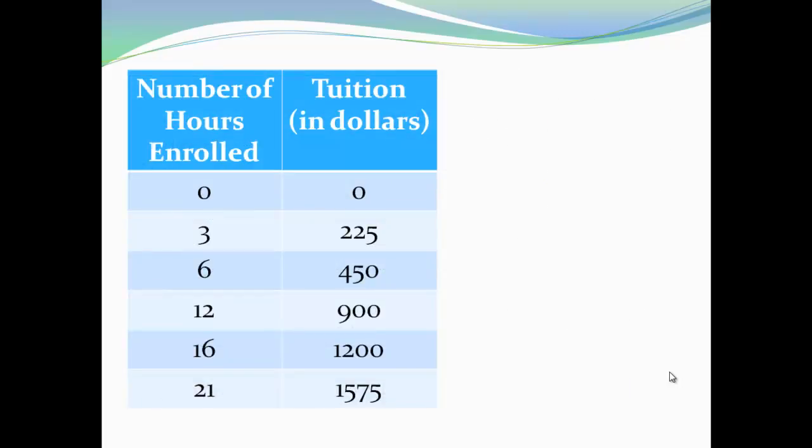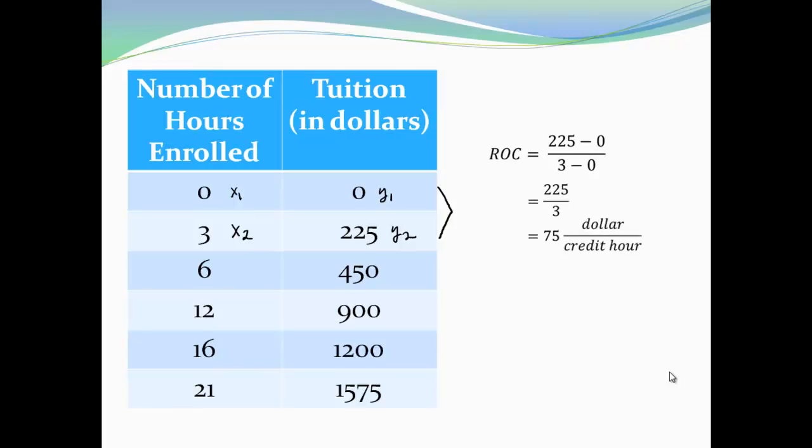So let's take a look at a table of this and find the average rate of change. If we find the average rate of change between the first two data points, we can call the first one x1, y1, and the second one x2, y2. Then our rate of change would be 225 minus 0 over 3 minus 0. So we would get that the average rate of change is 75, and this would represent dollars per credit hour. So our average rate of change would be $75 per credit hour.